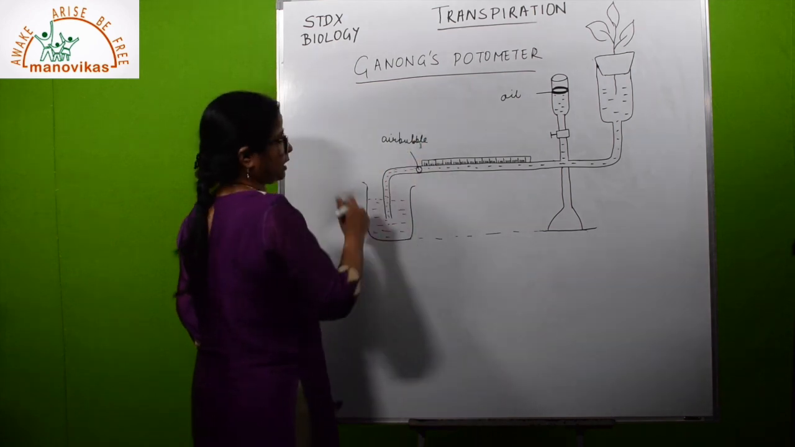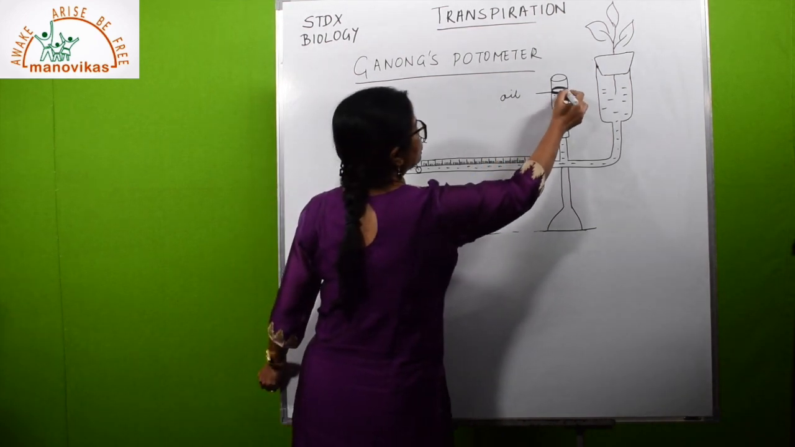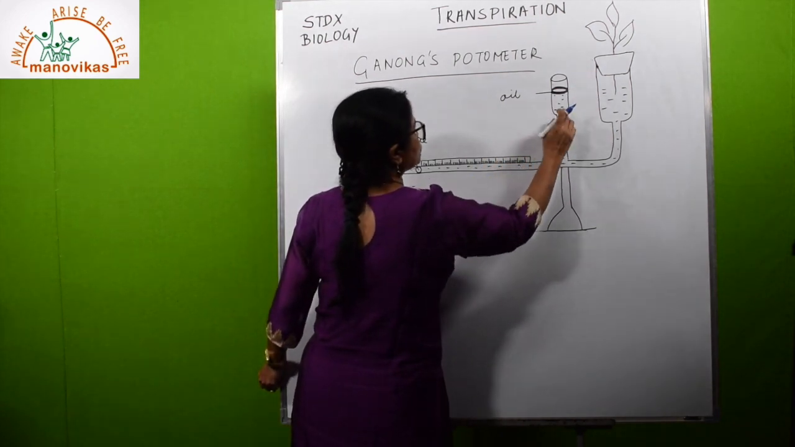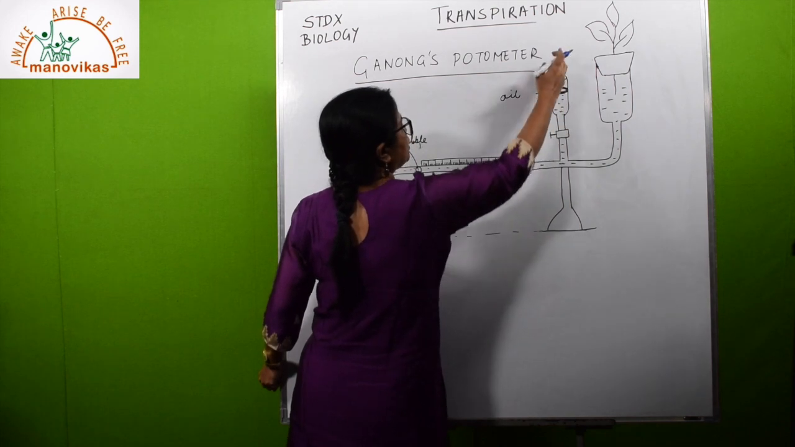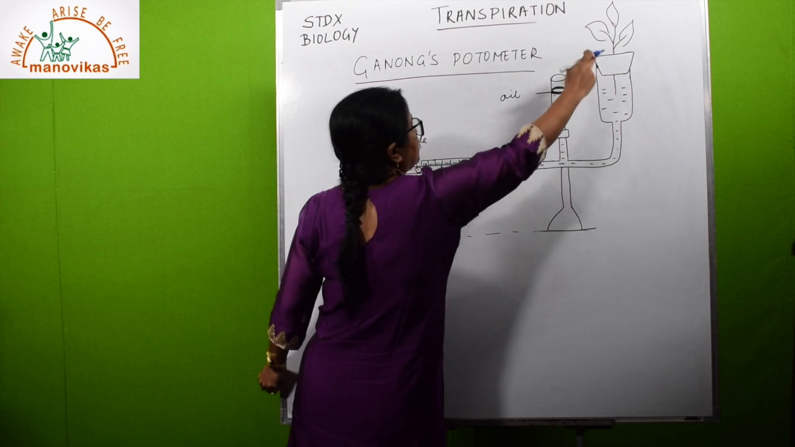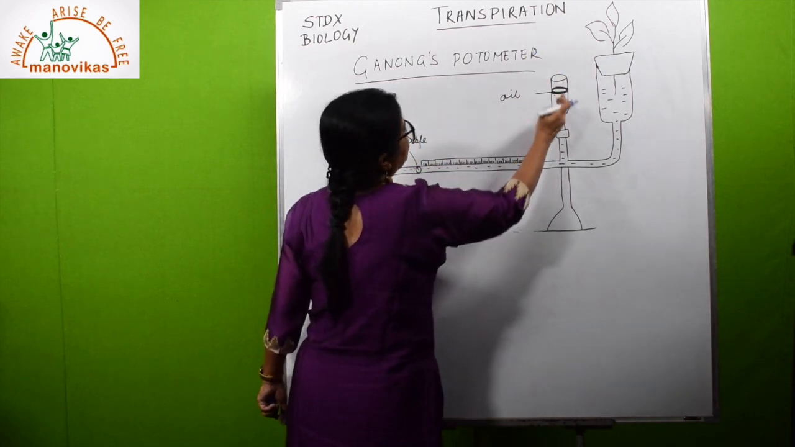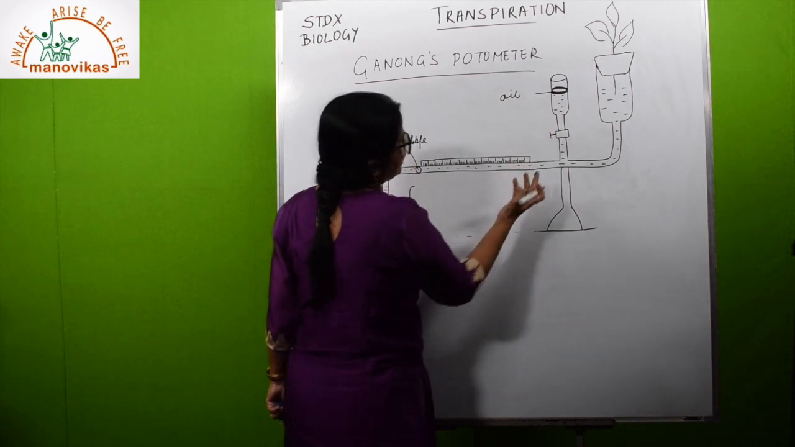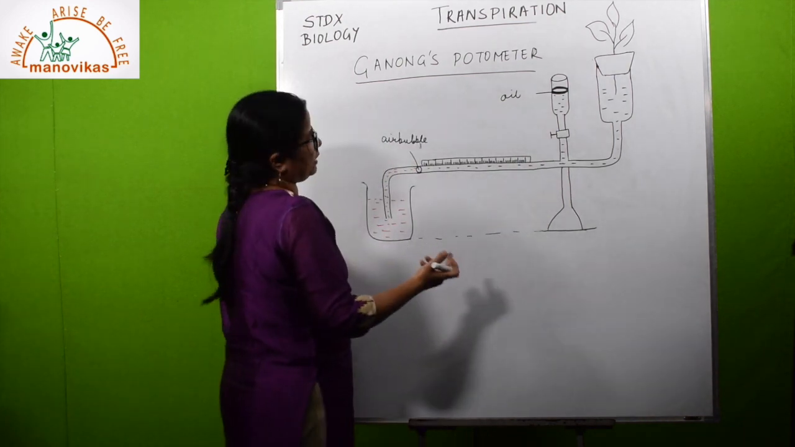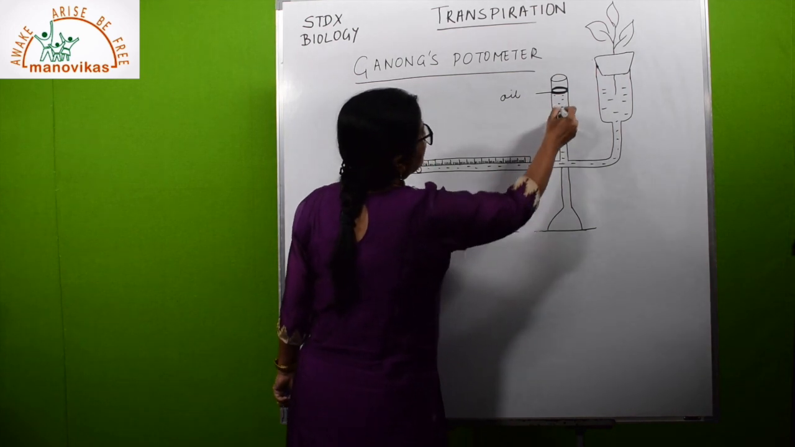Now, see the reservoir here, I said there is oil on the surface. Why is there oil on the surface? So that there is no loss of water from the surface of the reservoir. We want to know the water that is being lost only by the leaves. If water is also being lost from the reservoir surface, then our results will not be correct. Here we have the stopcock.